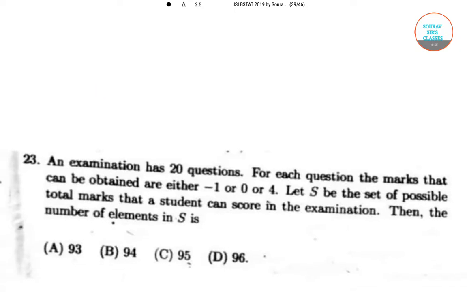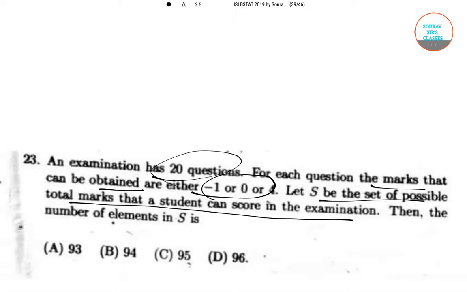So an examination has 20 questions. For each question, the marks that can be obtained are either minus 1, 0 or 4. Now let S be the set of possible total marks that a student can score in the examination. Okay, so S is the set where the total marks which the student can score is denoted. Then the number of elements in S will be what? Whether it is 93 or 94 or 95 or 96.